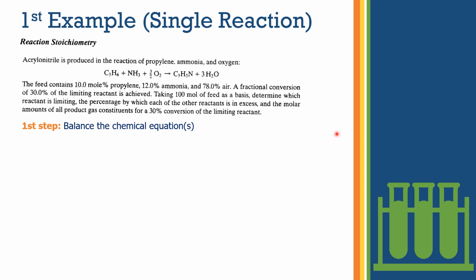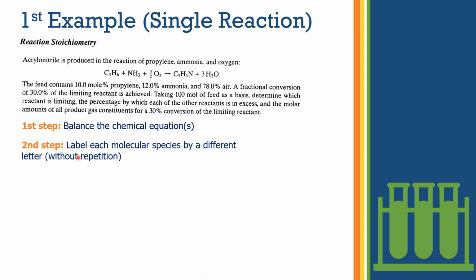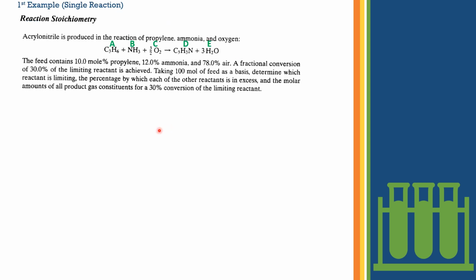So our first step has been finished. The second step is to label each molecular species by a different letter without repetition. These are the molecular species. So just give each one a unique letter. For the propylene, we put the letter A. For the ammonia, B. Oxygen, C. Acrylonitrile, D. And water, E. Okay, we have already finished 2 steps out of the 10. So it is easy, as I told you earlier.